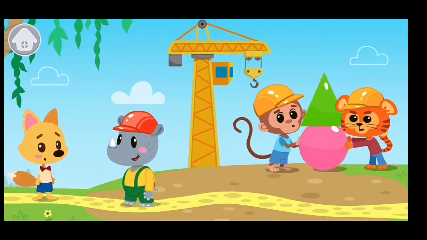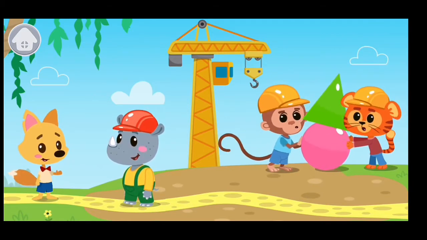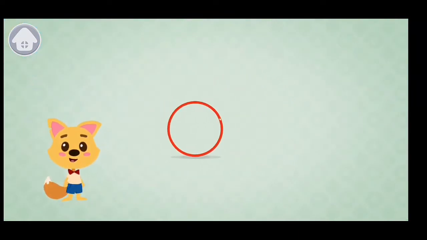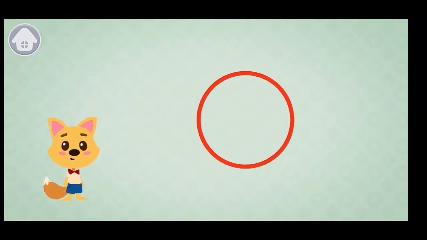Do you know any geometry figures? Let's learn the figures and help in building a playground. This is a circle. The circle has no sides and no angles, so it can roll. The circle is round. Tap on the circle. Got it.